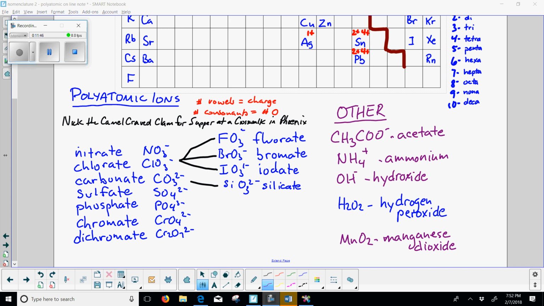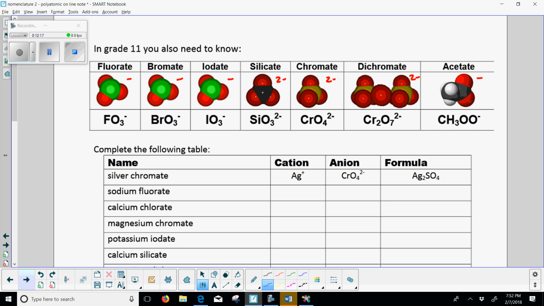Okay, so what I'd like you to do on your previous summary chart is add this information somewhere. So next to the chlorate, write down fluorate, bromate, iodate. Remember, they're very similar. They're in the same family. Carbonate's very similar to silicates. You might want to write those together as well. Now, in addition, somewhere either at the top or at the bottom here, you might want to write down Nick the camel craved clam for supper at a crosswalk in Phoenix, and just remind yourself of what the number of vowels represent and what the number of consonants represent in that particular thing. So it's a great way of remembering.